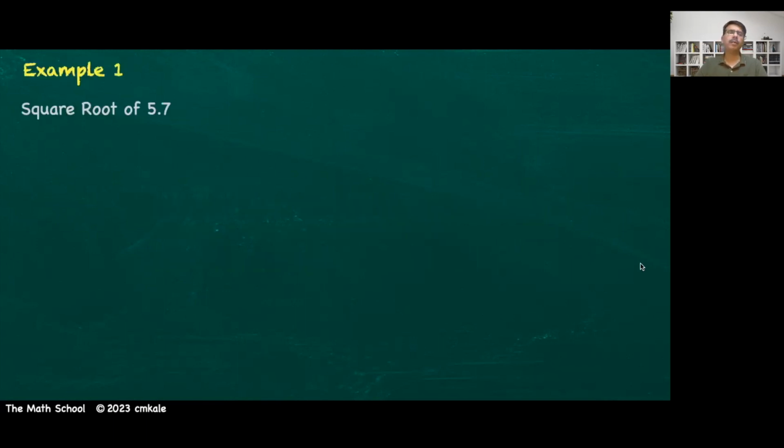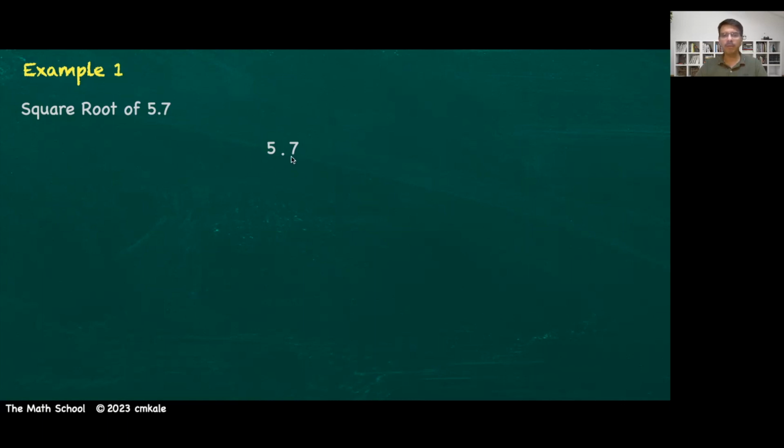We need to find the square root of 5.7 with the long division method. Our first step is finding pairs. But the only catch with decimals is that we need to treat the number before the decimal and after the decimal separately. In this case, the number before the decimal is 5, so we can imagine a 0 here. 0, 5 is still 5. So this can be a pair.